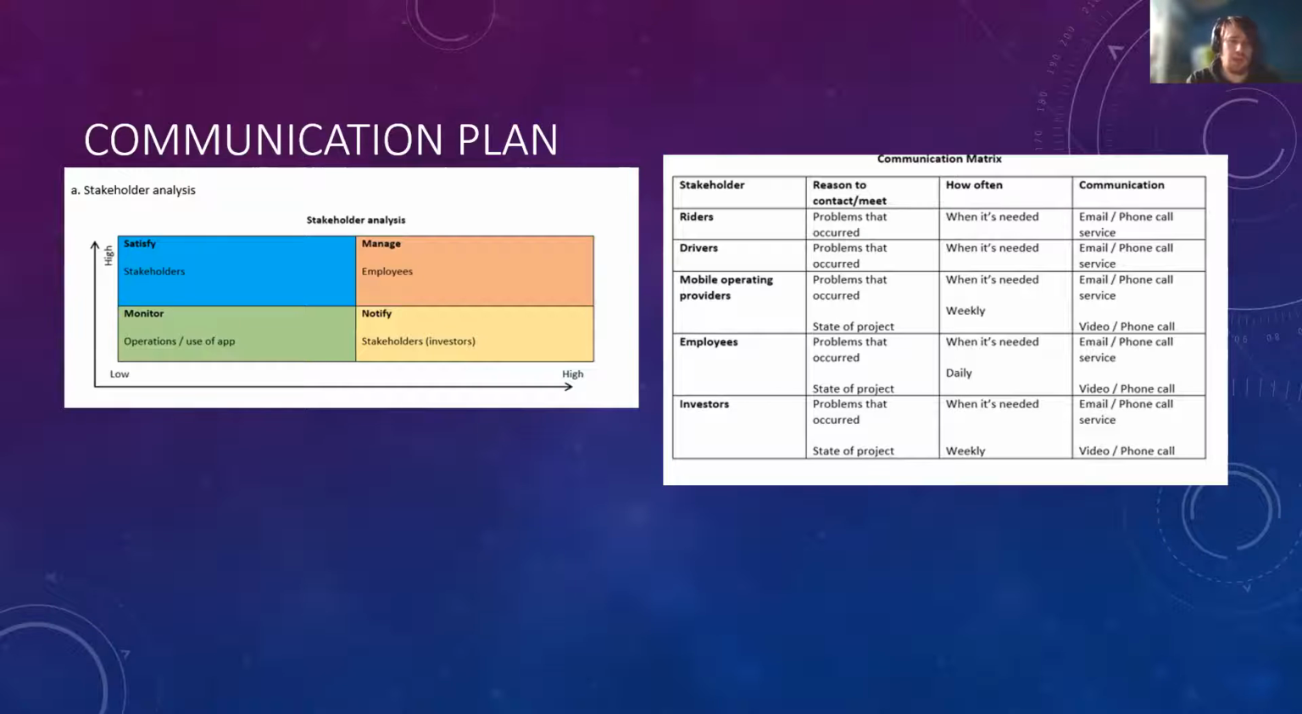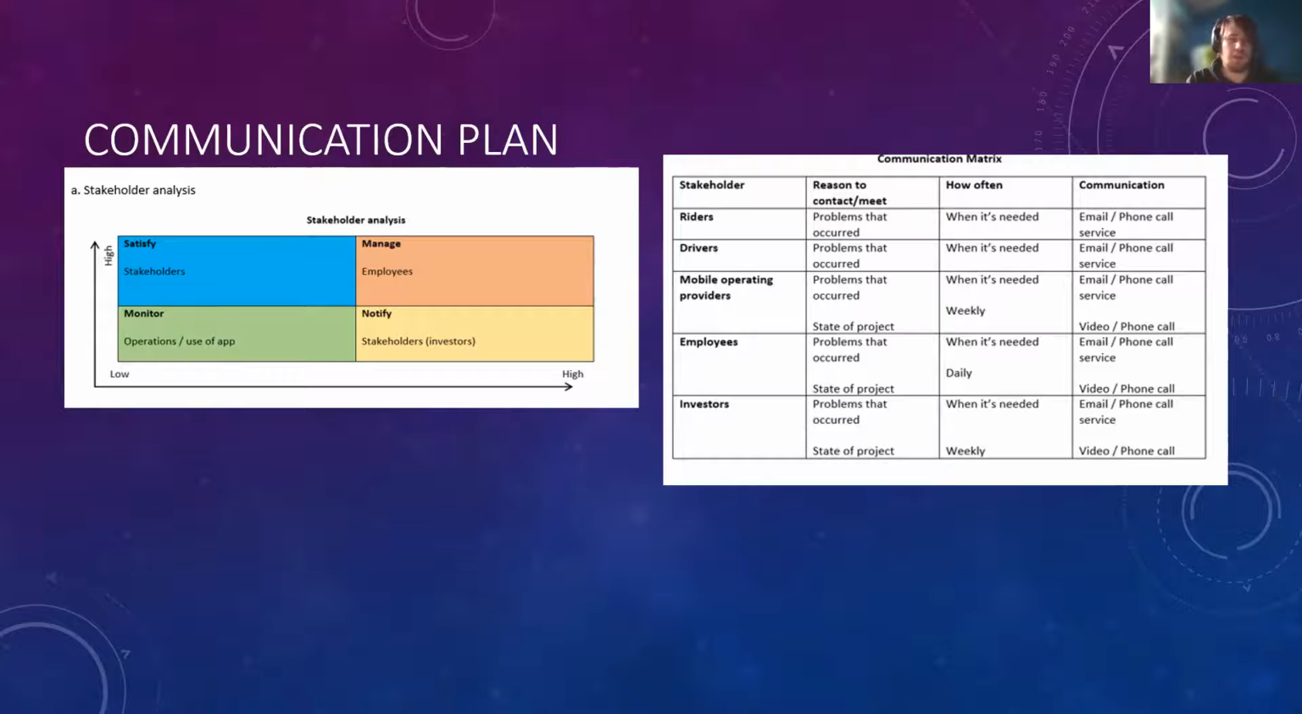The next stakeholder we have is the mobile operating providers. They will be spoken to when problems occur, but also about the state of the project. Problems will be raised when they arise, but the state of the project will be communicated on a weekly basis. They will still be contacted via email and phone call, but they might also be called via video call or in-person meetings.